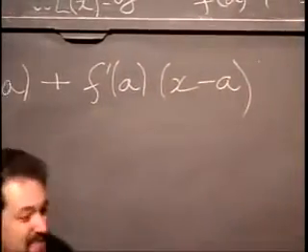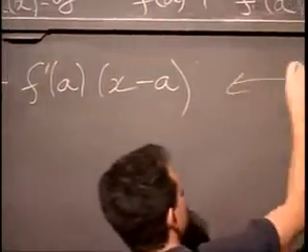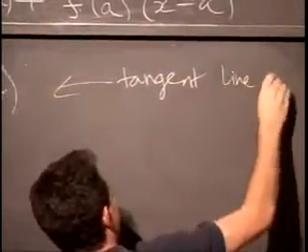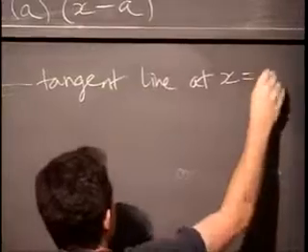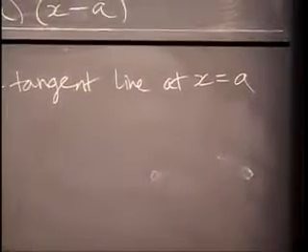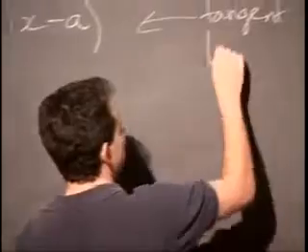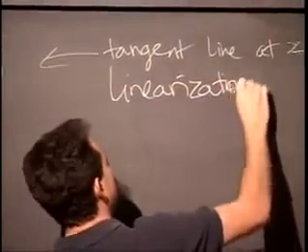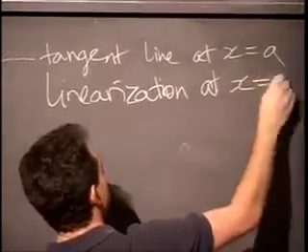And that is the tangent line at x equals a. But because we don't like to use two words, short words like tangent line, where we can use one long word like linearization, we will also call it the linearization at x equals a.